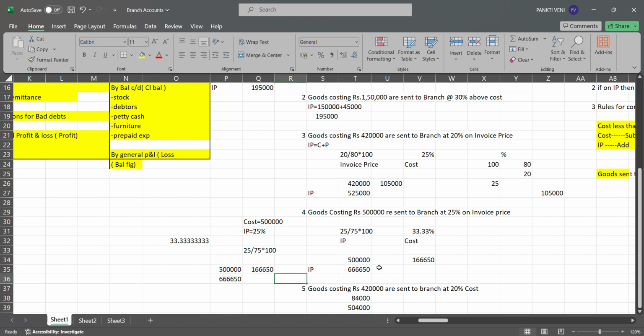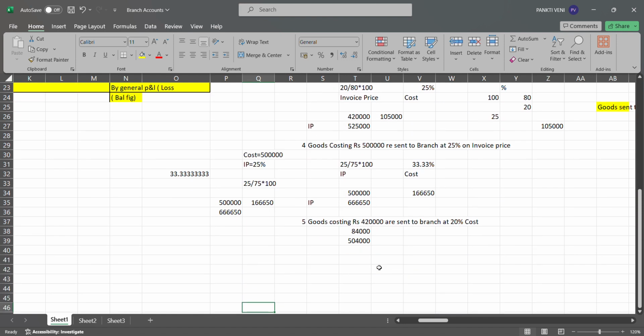The moral of what we are doing here is, if the percentage is given on invoice price, I'm calculating on cost price. So how to calculate? Whatever is the percentage on invoice price, deduct it from 100. Earlier we took 100 minus 20, 80. Here we are taking 25 on invoice price, so 100 minus 25, we have 75. Okay, so the fourth point is done.